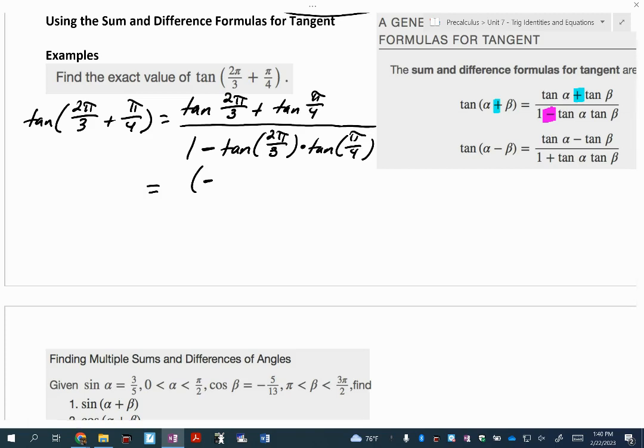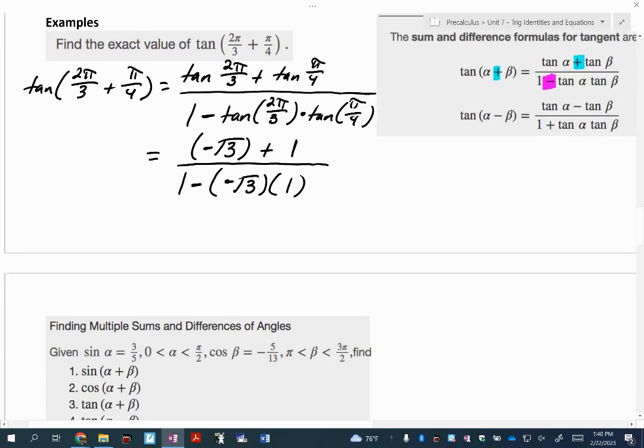The tangent of pi over 3 is just the square root of 3. Plus the tangent of pi over 4 is 1. All over 1 minus that tangent of 2 pi over 3, which is negative square root of 3, times tangent of pi over 4, which is 1. So here's the answer. Negative square root of 3 plus 1 over 1 minus a negative is really addition.